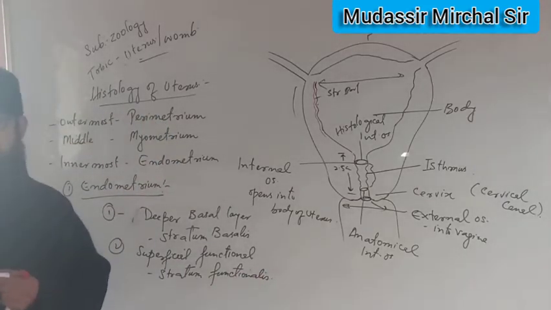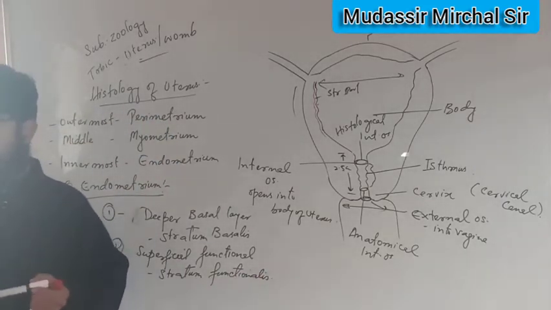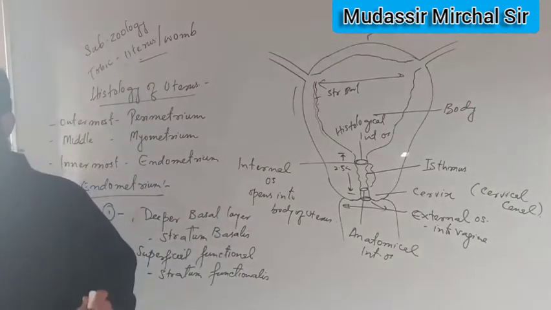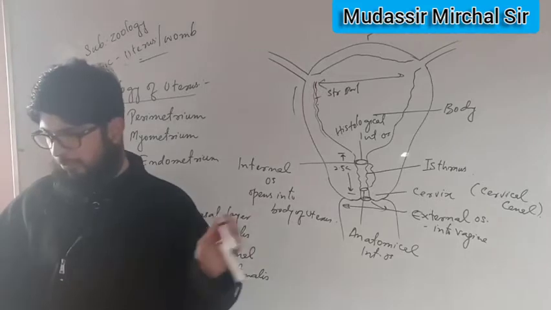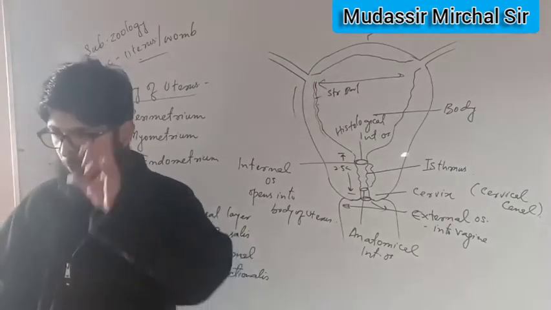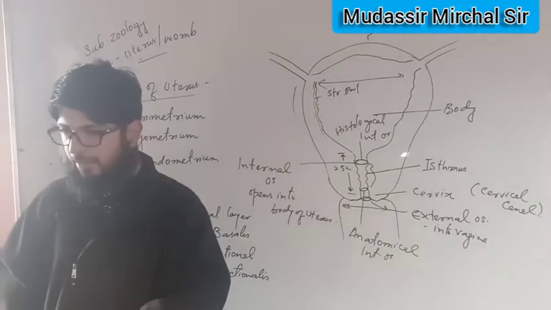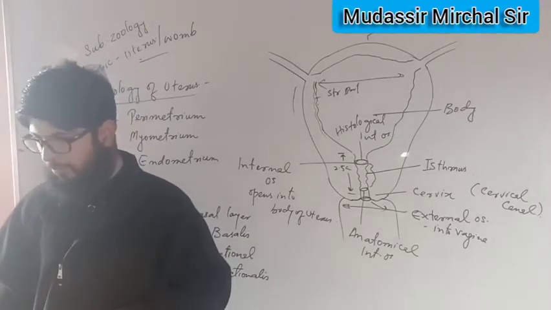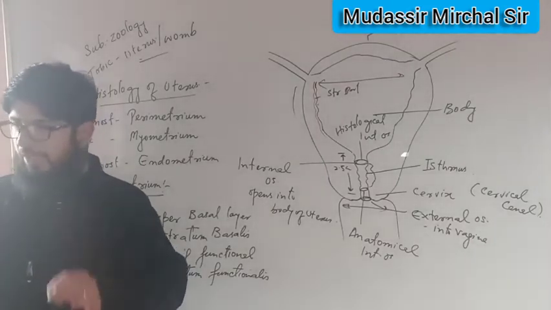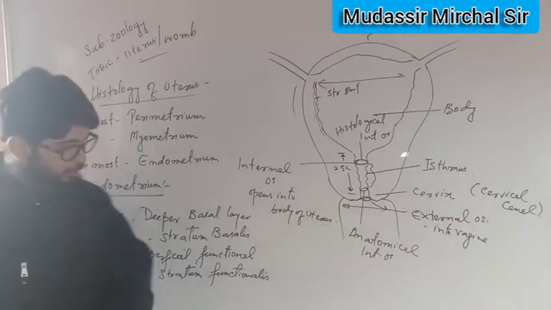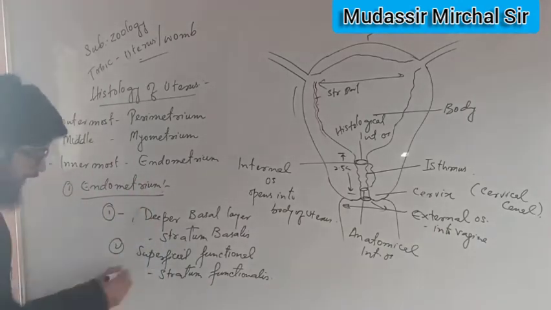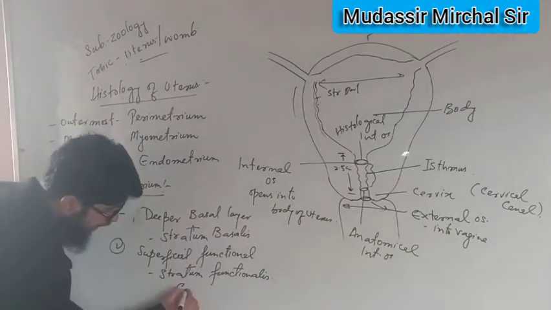Stratum functionalis is shed during menstruation. When females have the menstruation phase of the menstrual cycle, the part of the endometrium which is being shed off, along with the blood capillaries and about 100 ml of blood, is lost along with the unfertilized egg. So this stratum functionalis is cast off.